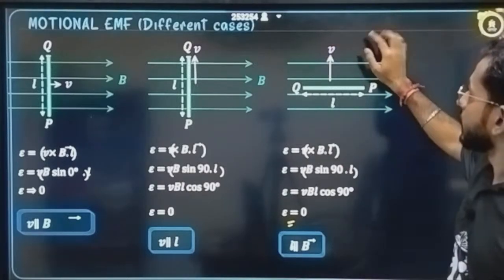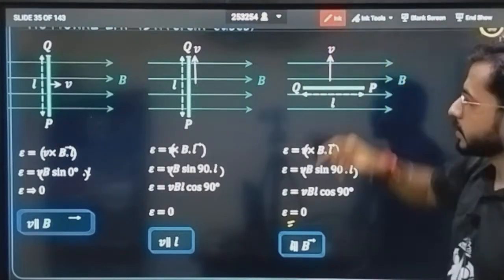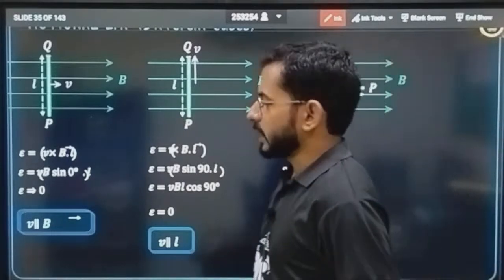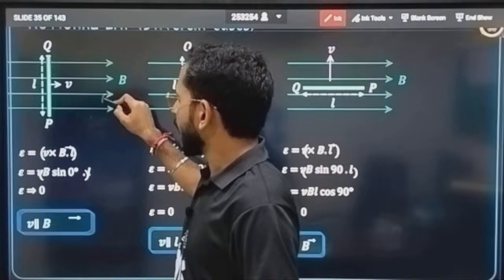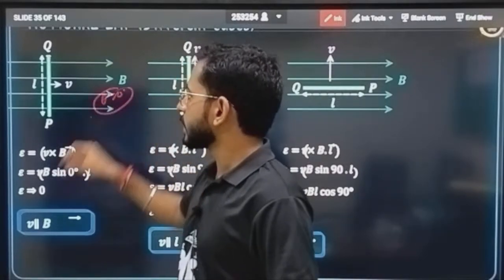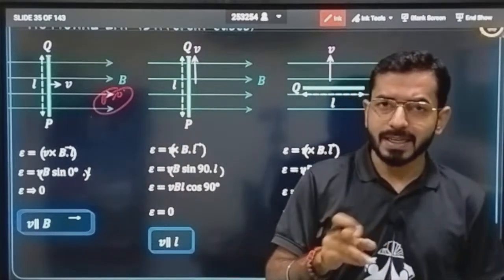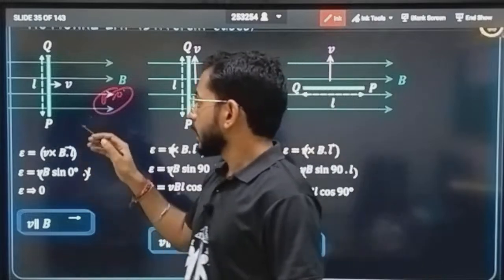Let's check. Okay, do you want to start? See, what is the first thing? V cross B. VB. What is the angle between them? I will say theta is equal to 0. V cross B, that is a cross product. What is sine 0?